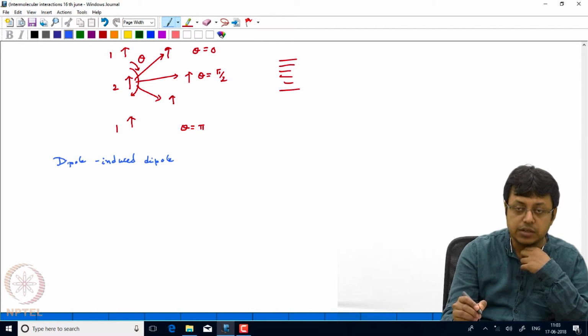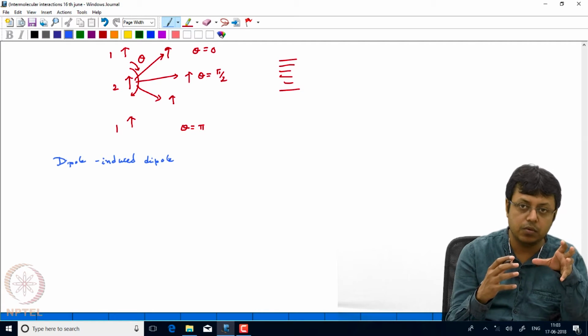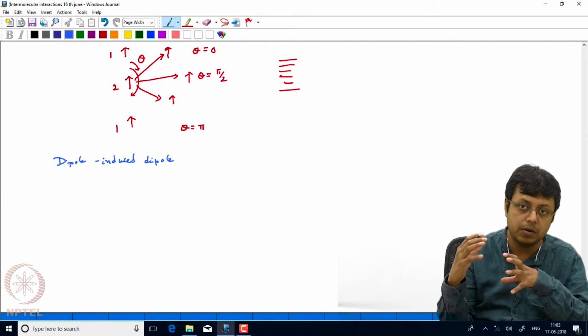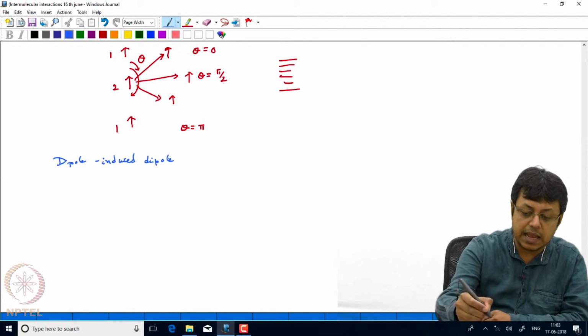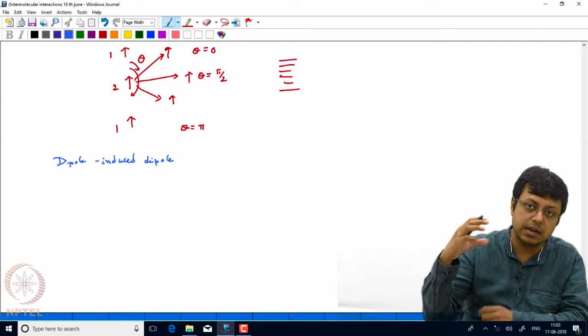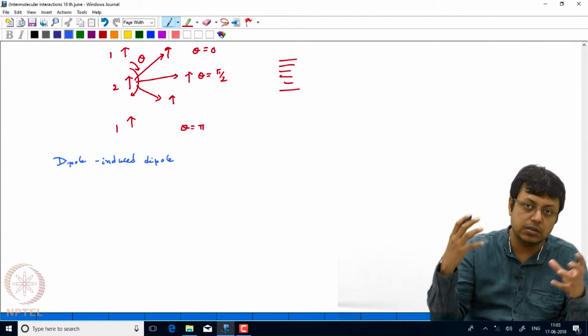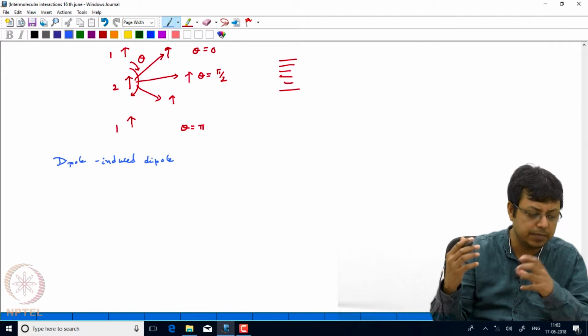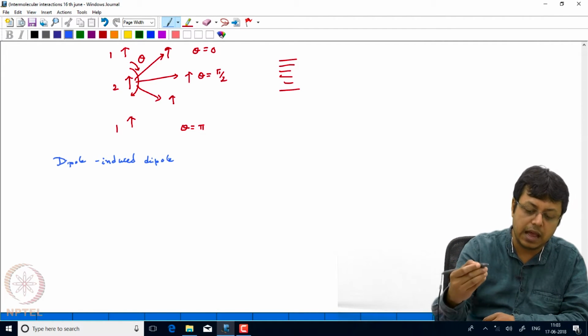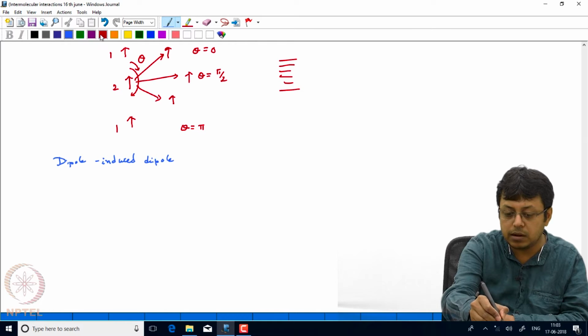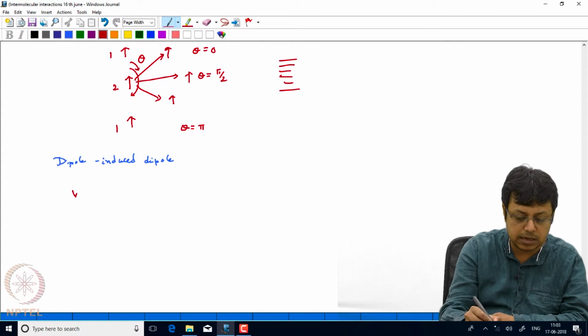And that interaction you can think of as one part being the dipolar part, and the other part coming from the polarizability part. But after all, it's an interaction between two dipoles, with all this orientational averaging. So, we will again have the r to the power 6 kind of dependence, 1 over r to the power 6.